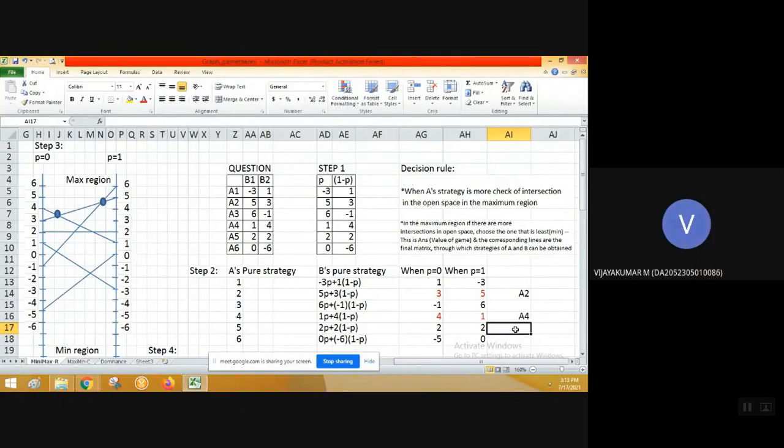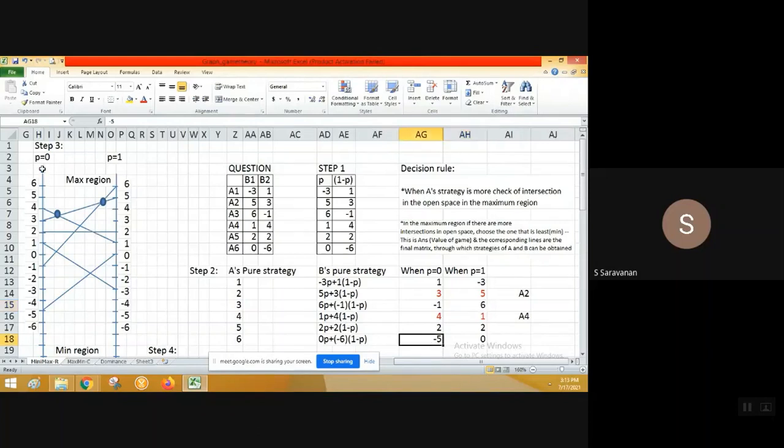Now you just check the least point and also the maximum point. You just check, the maximum here is 6. So the maximum among the points is 6. The minimum among the points is minus 5. So the maximum is 6 and the minimum is minus 5.